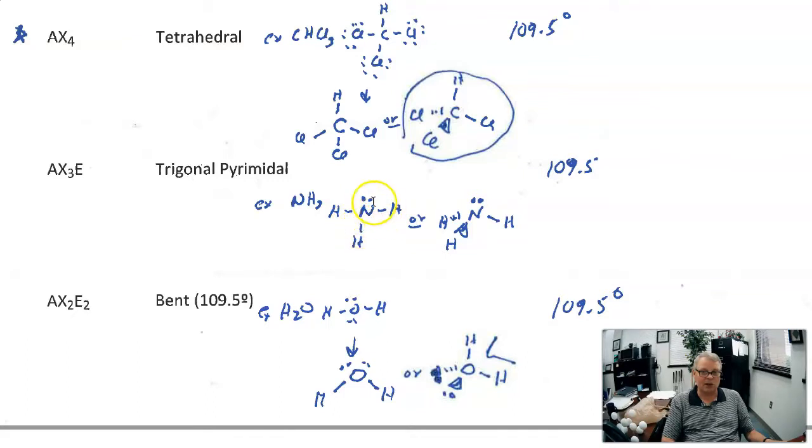Three shared pairs, one unshared pair on the central atom. Okay? Does it really look like this? Well, no, it doesn't. So what does it look like? Well, the shape of everything within the same family, with the same electronic geometry, four pairs around it, is derived from the main shape of the family. So the main shape in this family is tetrahedral.